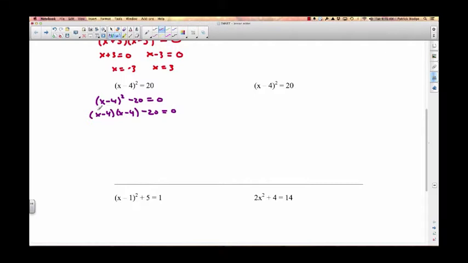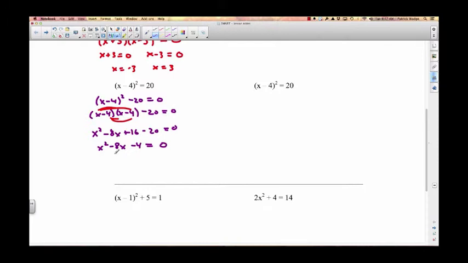All right, mountains and valleys now on this side. Here, here, here, and here. So you get x times x is x squared. X times negative 4 is negative 4x. And negative 4 times x is another negative 4x. So negative 4x plus another negative 4x is negative 8x. Negative 4 times negative 4 is positive 16. And then we have a minus 20. Combine these two terms here, you get x squared minus 8x minus 4 equals 0. And now we're ready to factor.